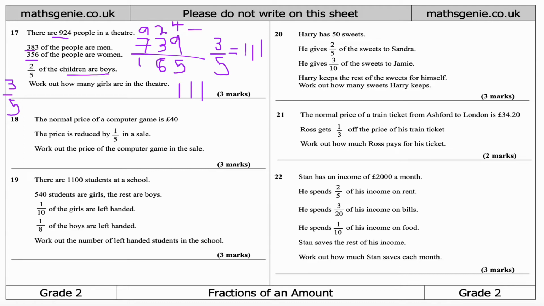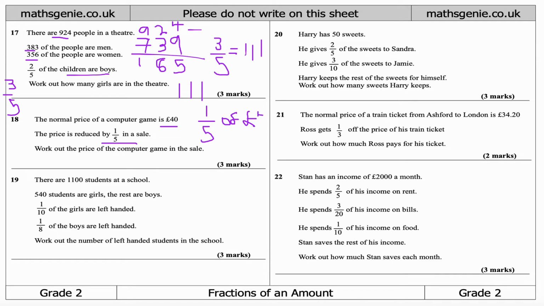Okay, this is question number 18. The normal price of a computer game is £40. The price is reduced by 1/5 in a sale. Work out the price of the computer game in the sale. So I'm going to work out 1/5 of 40 and take it away from £40.